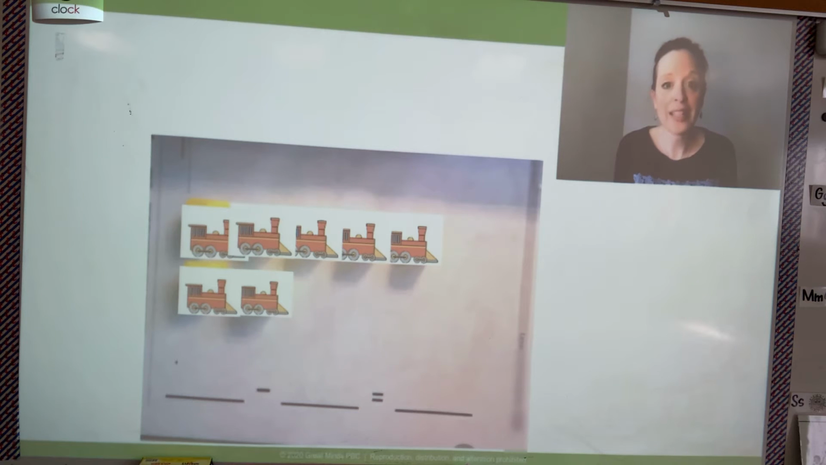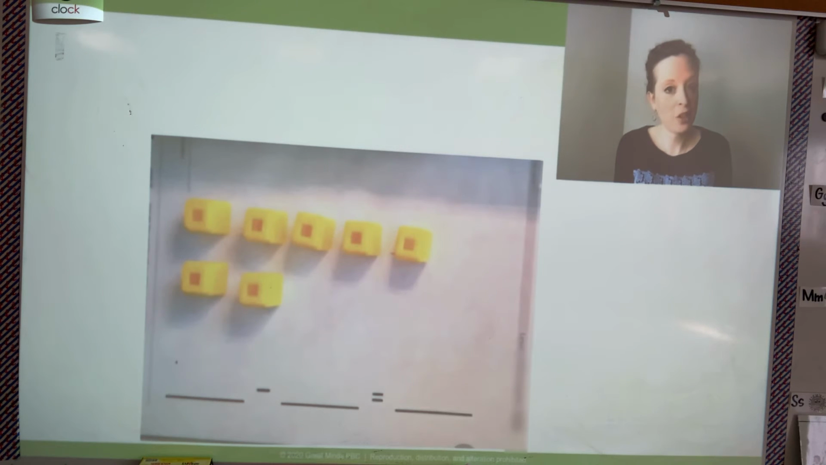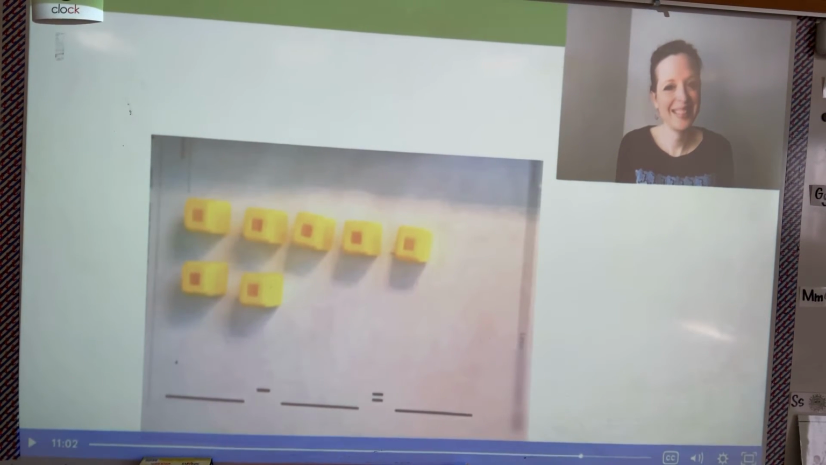4 of your trains drive away. Pause the video and show the story with your cubes. You have 7 trains and 4 of your trains drive away. Okay, so do what you need to do to show that your 4 trains drove away. Fix it on your work mat now. Show that 4 trains drove away. Give me a thumbs up when you've moved your trains to show that they moved away. Very good.